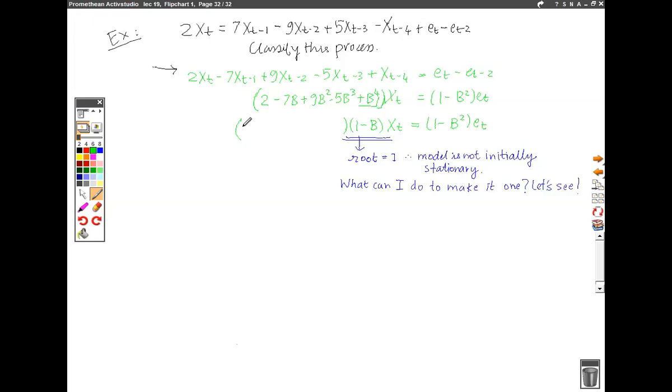plus 4B squared minus B cubed. Perfect, so this is correct. And now see, can you find the roots of this polynomial? Try to see if it works with 1 or with minus 1. So I'll have minus 5, minus 1, minus 6, and 4 plus 2, 6, right? So 1 will work here. So again, I will divide this equation by 1 minus B. I'll get some terms, and here I will have (1 minus B) squared x_t, which is equal to this.